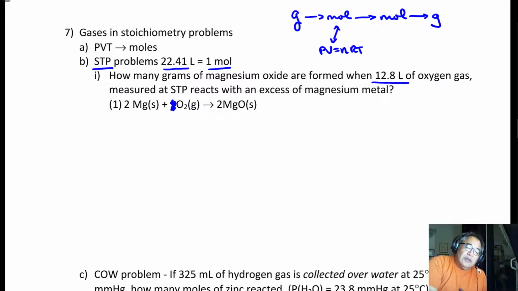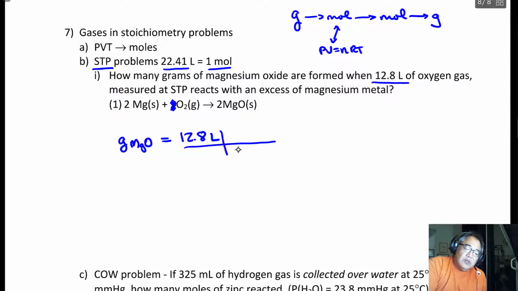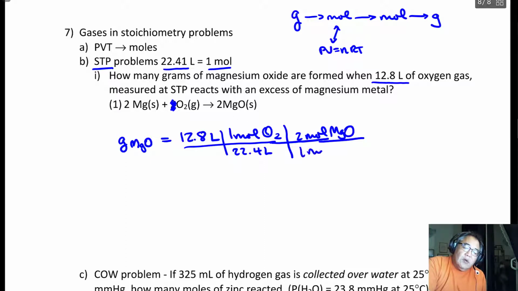So I'm going to write this. I want grams of magnesium oxide, grams of MgO. I'm given 12.8 liters of oxygen at STP. And at STP, I know for any gas, it doesn't matter which one, 22.4 liters is 1 mole of oxygen gas. So that's O2, one of the diatomics, right? And then I know 2 moles of magnesium oxide for every 1 mole of oxygen.